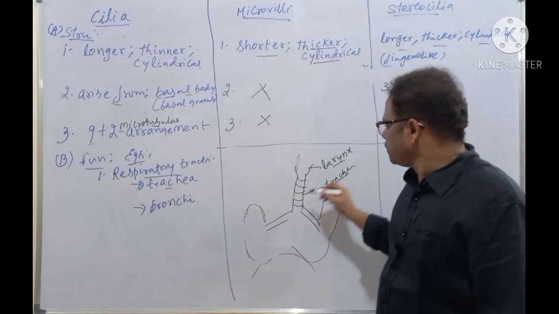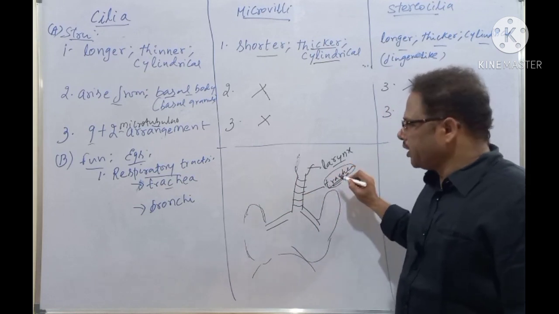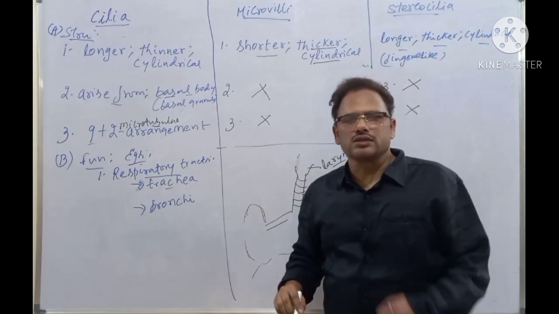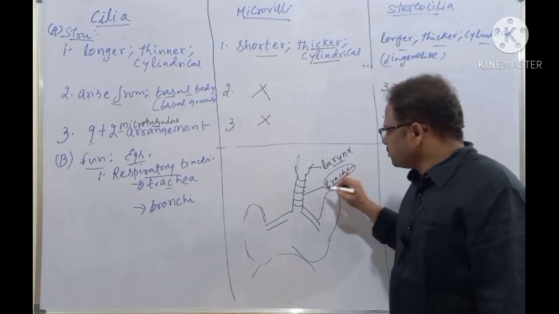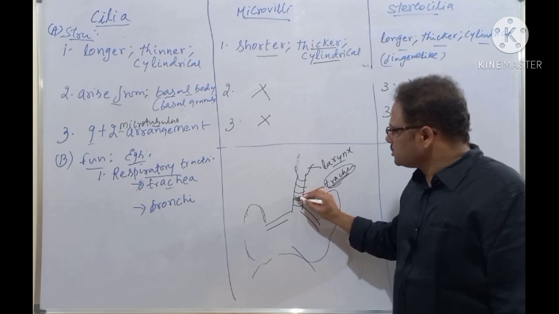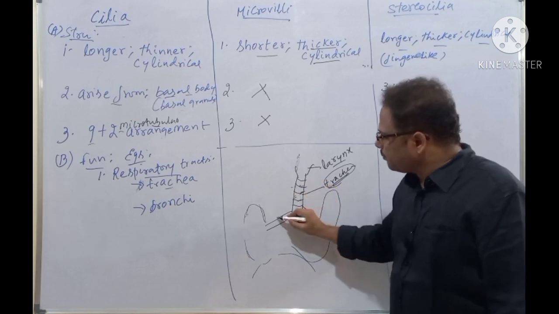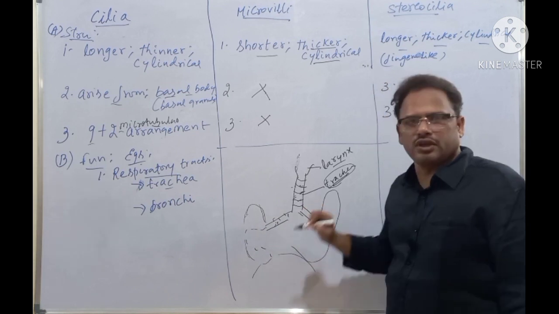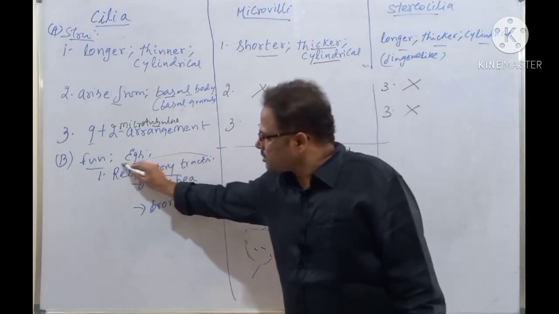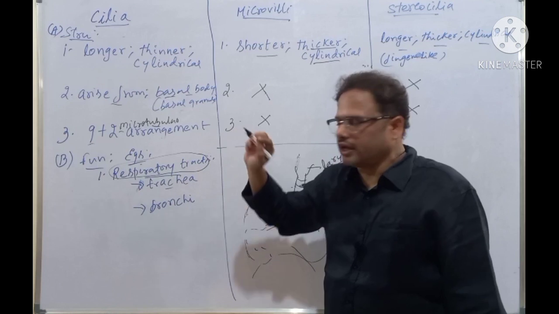I'll be discussing this one and elaborating on these points. What is pseudostratified? All these things come under classification of epithelial tissues, not now. Just remember that the trachea contains a ciliated epithelium, and bronchi and bronchioles also contain a ciliated epithelium. That is, respiratory tracts contain a ciliated epithelium.